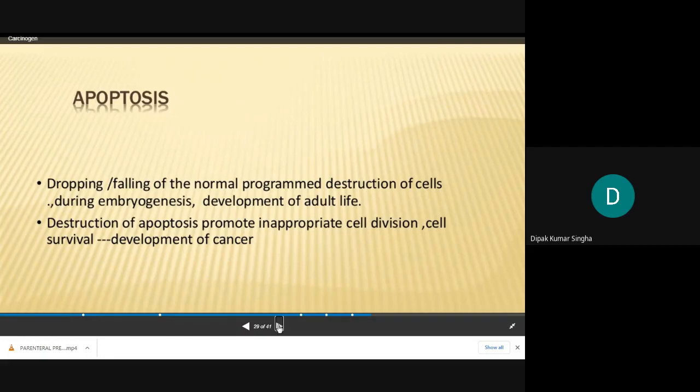So there is a dropping or failing of the normal programmed destruction of the cell during embryonic development and adult life. This is called apoptosis, and disruption of apoptosis promotes inappropriate cell division, cell survival, and development of cancer. Actually, if your apoptosis is regular, there is no chance of cancer. If it is not regulated, then there is a chance of cancer.